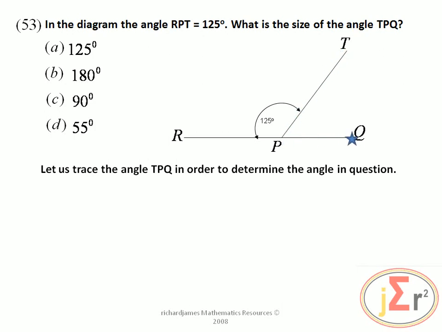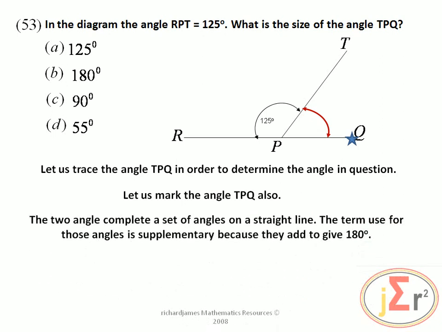That is our angle, and of course we can mark that angle. So let us mark that angle TPQ. There we have our mark. The two angles complete a set of angles on a straight line. The term used for those angles is supplementary because they add to give 180 degrees.